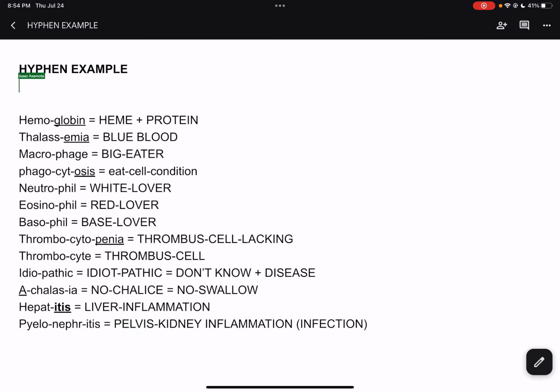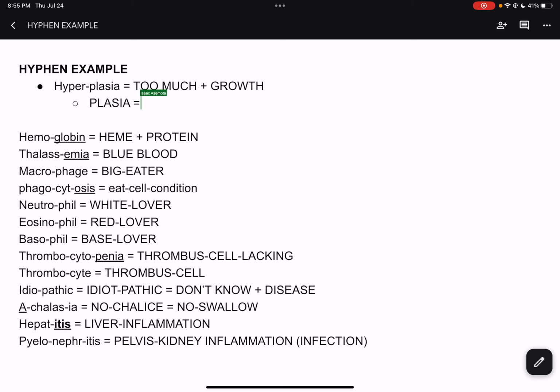Okay, now do the examples from just adding more random words, just as example. And maybe I won't overtalk it so much. Hyperplasia equals what? Too much growth. Plasia means growth. So I'll put something here. Plasia equals plastic, right? Plastic. That's referring to like shape, structure, growth.